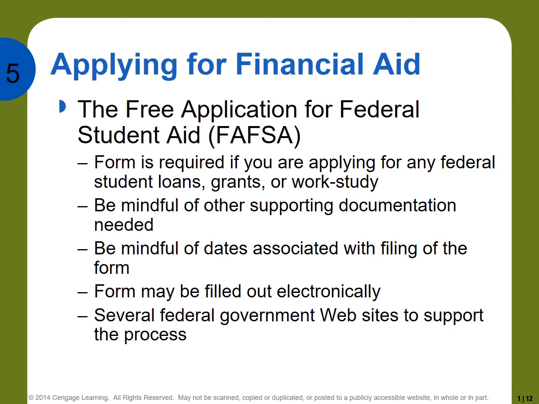You can apply for financial aid through the FAFSA, the Free Application for Federal Student Aid. You will need quite a bit of supporting documentation, such as tax records for the current year. This year they have changed it so that you can also use last year's tax records so that you can apply in a more timely manner. So you do want to be mindful of the dates that are associated. It can be filled out electronically and probably should be. And there are several federal government websites that can support the process of getting this done.